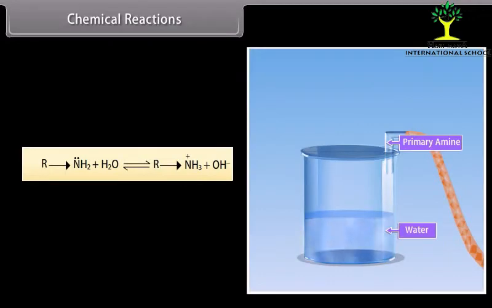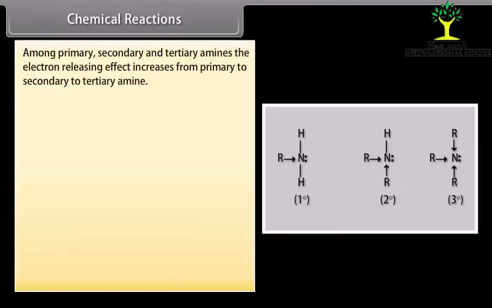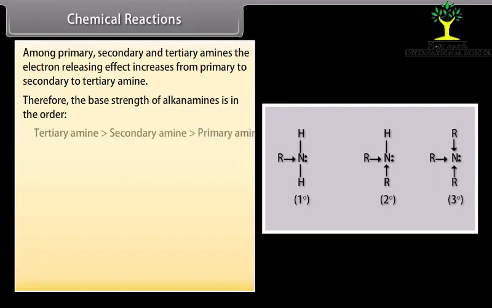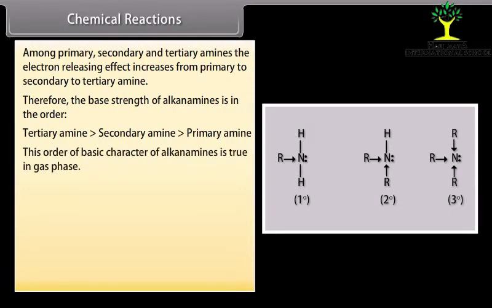Amines can easily be protonated by water in their aqueous solutions. Among primary, secondary and tertiary amines, the electron releasing effect increases from primary to secondary to tertiary amine. Therefore, the base strength of alkanamines is in the order tertiary amine followed by secondary amine followed by primary amine. This order of basic character of alkanamines is true in the gas phase.